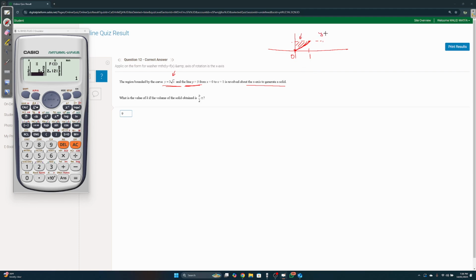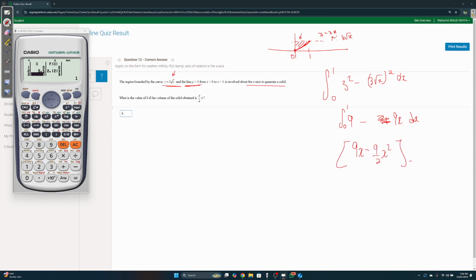In this case, y equals 3 is big R, and small r will be 3 root x. So let's do the integral from 0 till 1 of big R squared, so 3 squared, minus small r squared, so 3 root x squared, dx. So you're going to get the integral from 0 to 1 of 9 minus 9x. Why 9? Because 3 squared is 9, root x squared is x. Okay, dx. Integrate, you're going to get 9x minus 9 over 2 x squared.